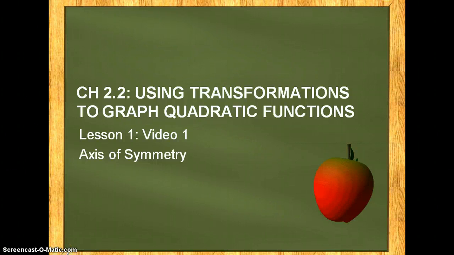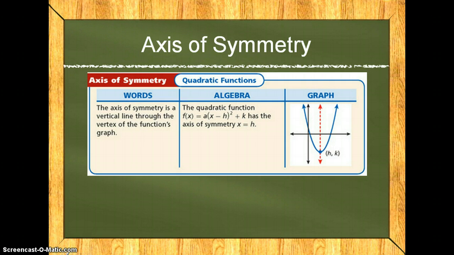So this is Chapter 2, Section 2, Using Transformations to Graph Quadratic Functions. Lesson 1, Video 1, Axis of Symmetry. So axis of symmetry, this is a chart, if you will, that explains what it is.